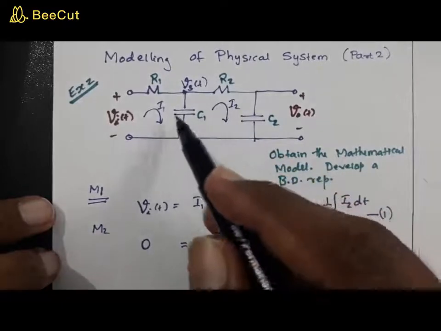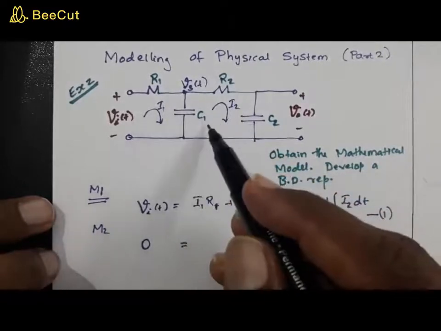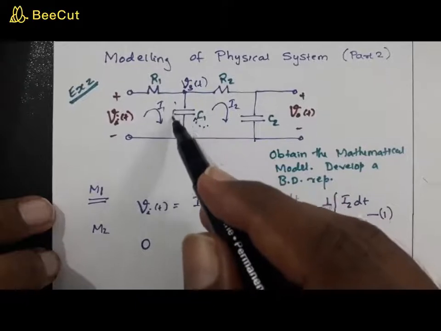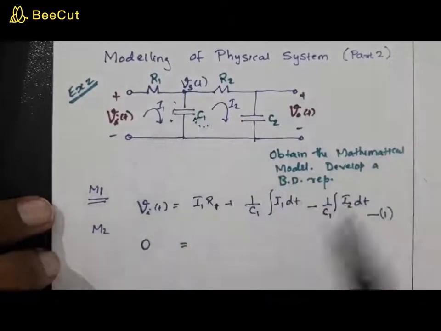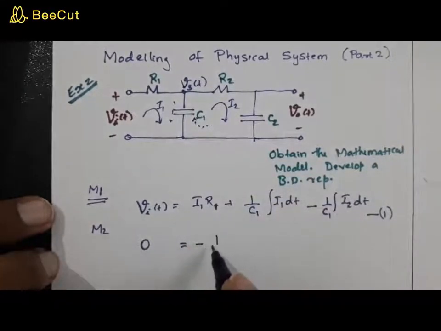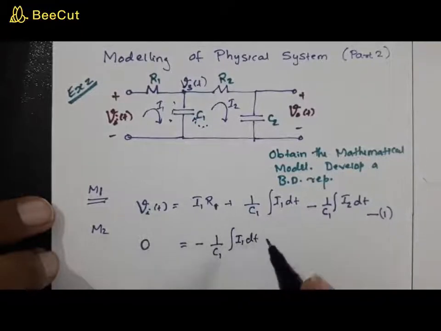With respect to this I2, I1 is in opposition. Look, I2 goes in this direction, I1 goes in this direction through the capacitor. So that this becomes minus 1 by C1 integral I1 dt, right?